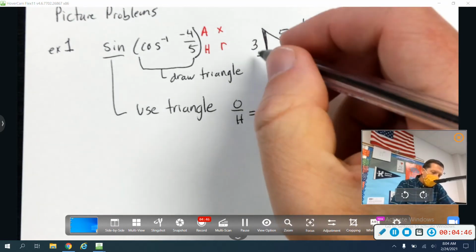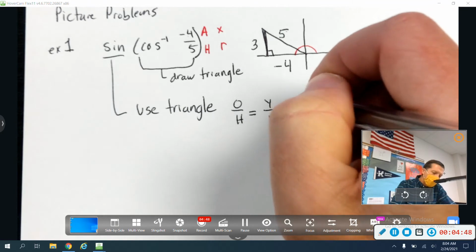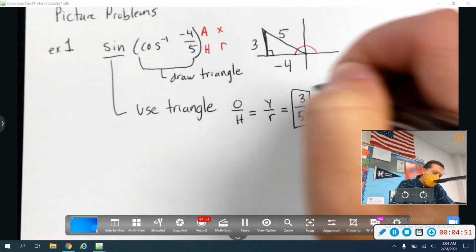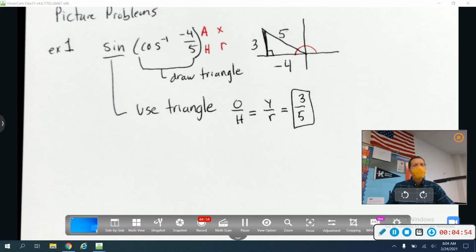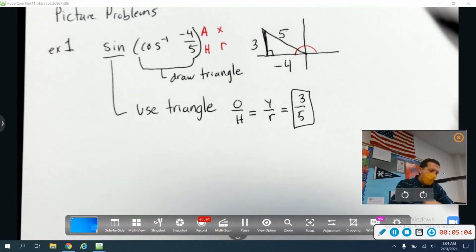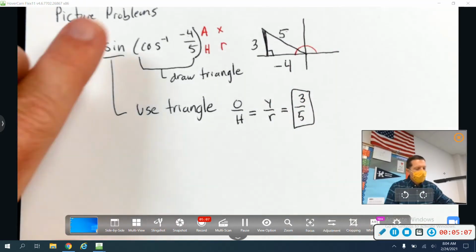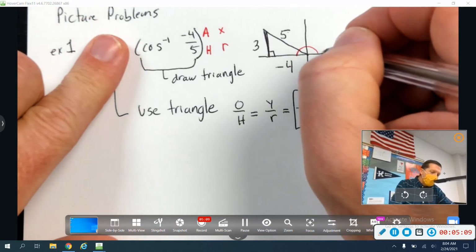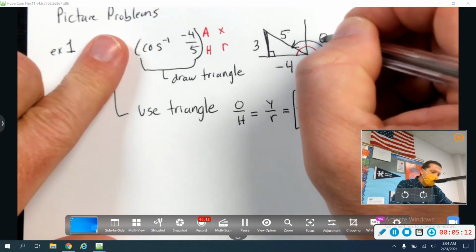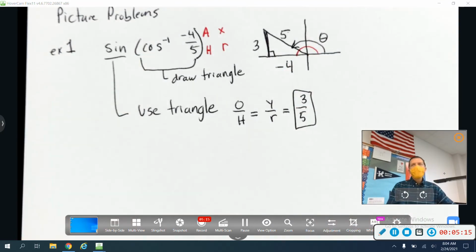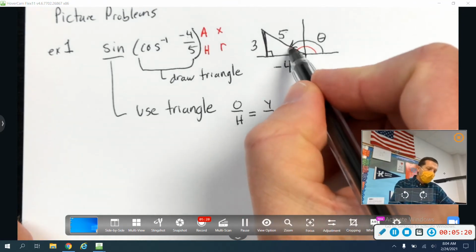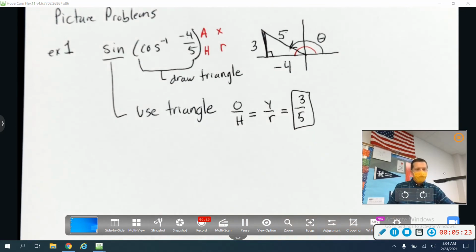And then y over r, or opposite over hypotenuse, either way, is 3/5. So use the inside to draw the picture, and then you use the picture you drew to answer the outside question. And I guess it's a little bit weird because inverse cosine means find an angle, and we didn't ever find a value for that angle. Like, there's the angle. We never really found that angle. I guess we could say we found the angle. It was right there, and we had enough information to give the sine of it.